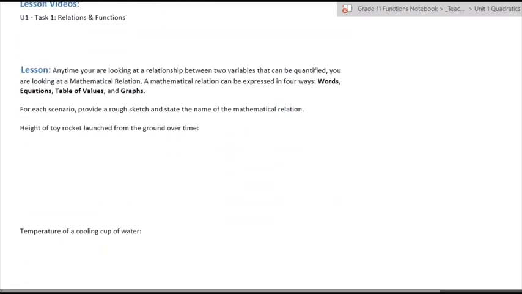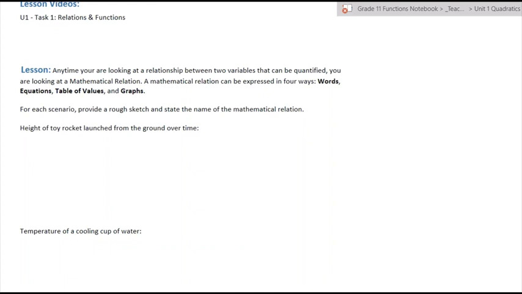So anytime you're looking at a relationship between two variables that can be quantified, you're looking at a mathematical relation. A relation can be expressed in four ways: words, equations, table of values, and graphs, just like how we can represent data. So to begin, for each scenario, we're going to provide a rough sketch and determine the name of the mathematical relation that can represent these relationships.